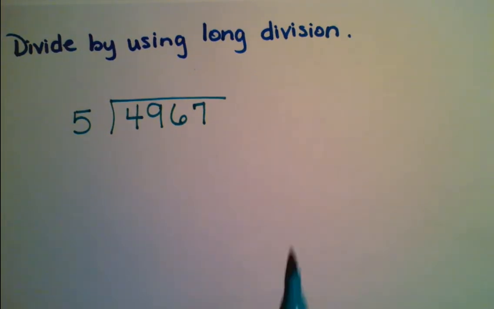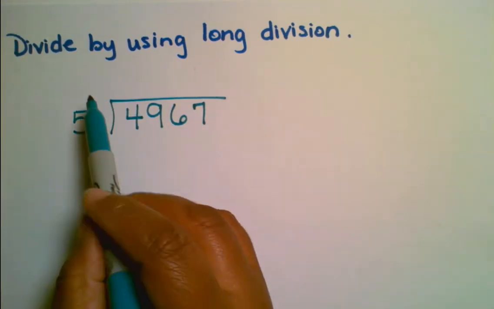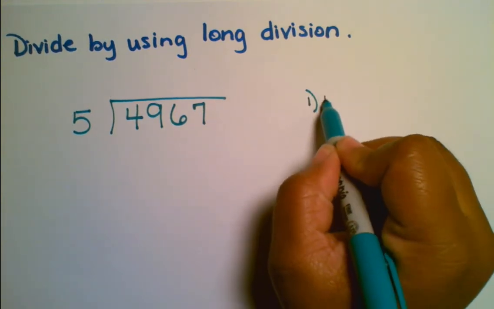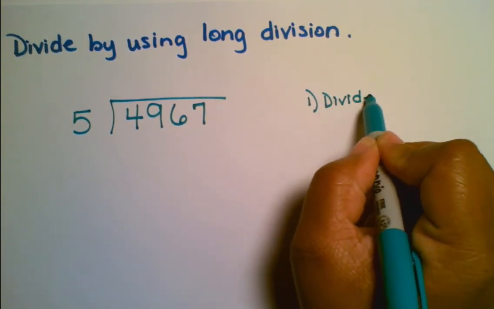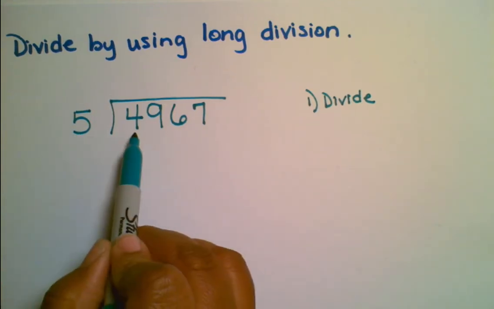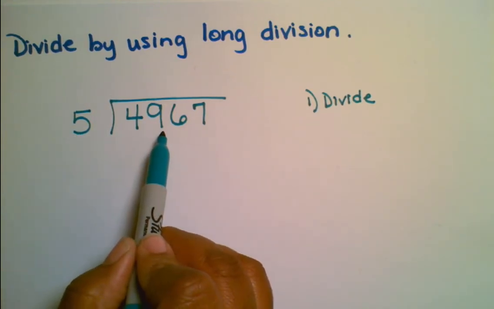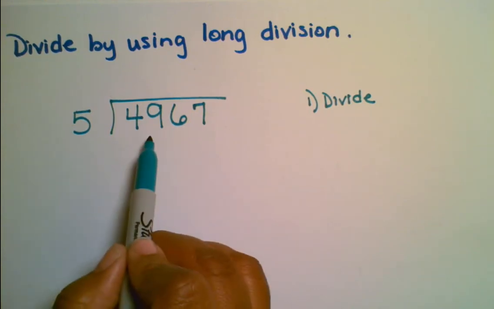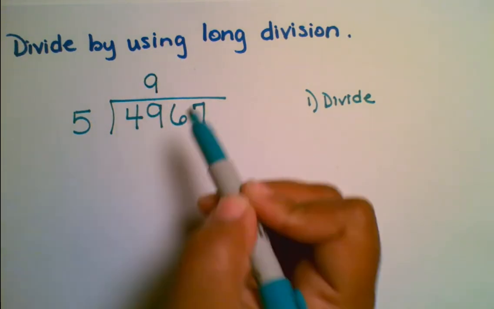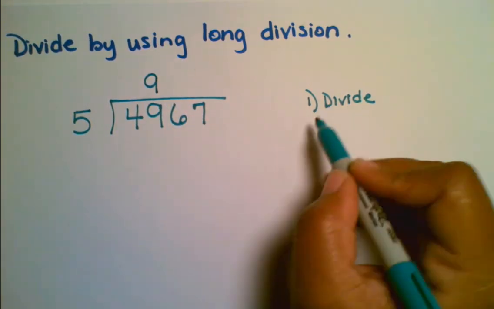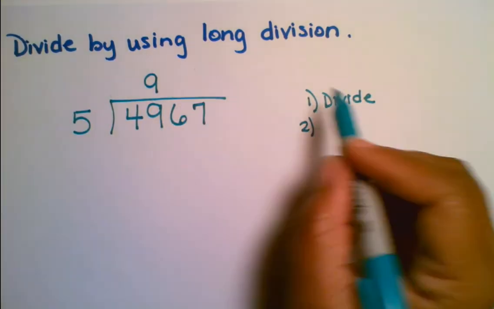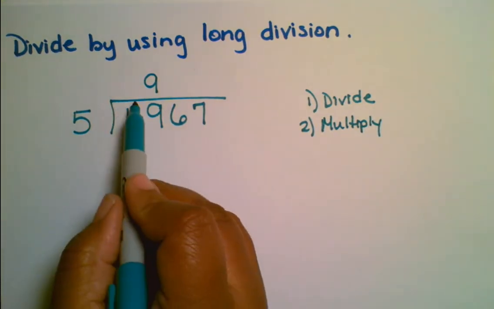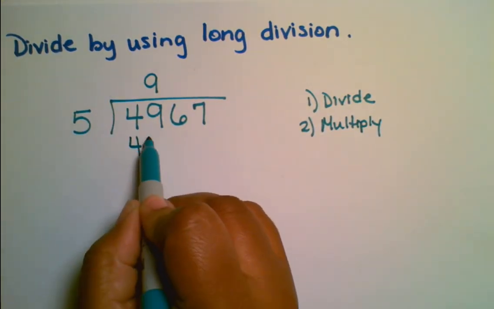When we divide using long division, we would say we want to divide 5 into 4, which doesn't happen. This is the first step where we would divide. Since 5 cannot divide into 4, we go to the next digit and look at the combination of 49. Well, 5 divides into 49 9 times. Then the next step is we take that 9 in the quotient area and multiply 9 times 5, which gives us 45.